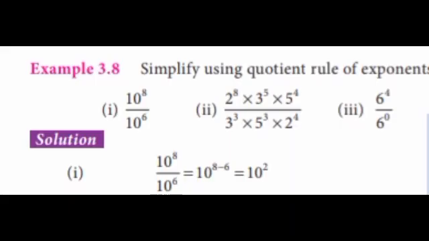Example 3.8. Simplify using the quotient rule of exponents. See the first question. 10 power 8 divided by 10 power 6. Okay, already I said the quotient rule is we have to subtract the powers. Okay, so 10 power 8 minus 6 equal to 10 power 2.